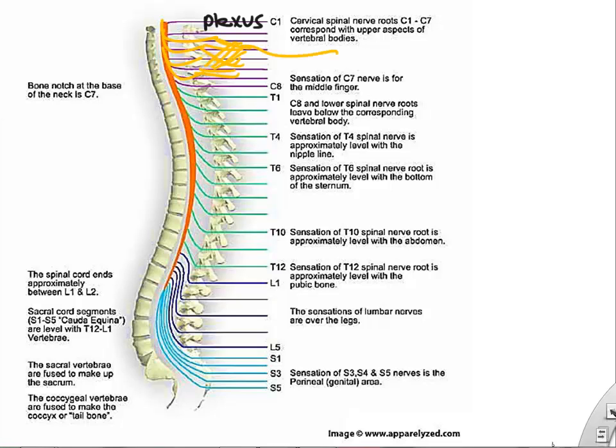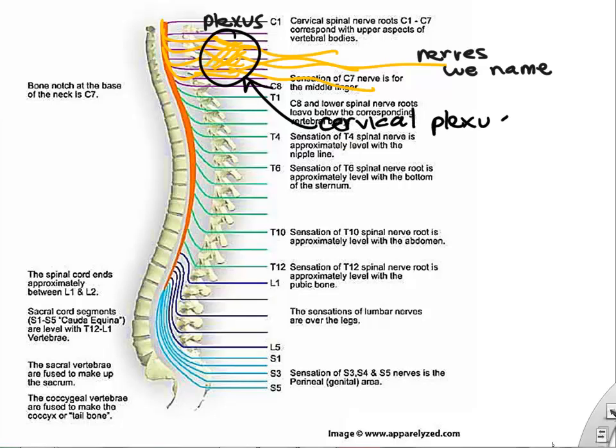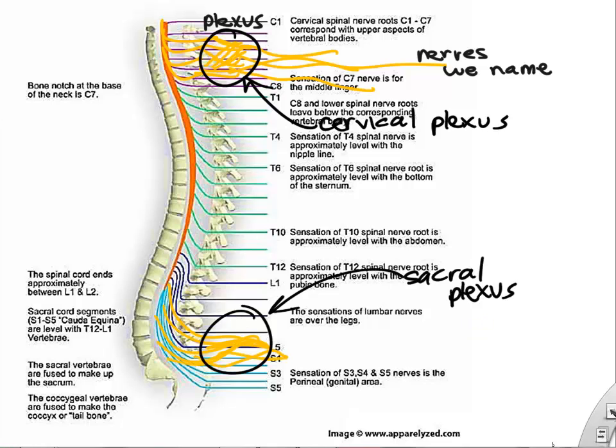Okay, once those spinal nerves come out of your spinal cord, they often create plexuses, and then they go to nerves that we name. For example, this could be the cervical plexus, which would give off various nerves. This down here could be the sacral plexus, which gives off, again, various nerves. One of the famous ones is the sciatic nerve.